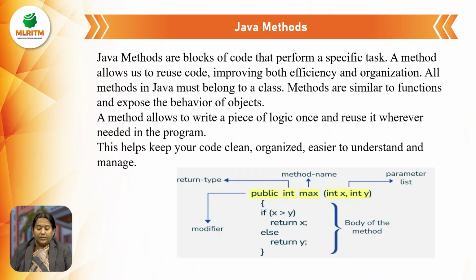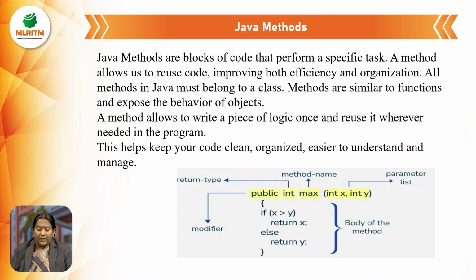A method allows us to reuse code, improving both efficiency and organization. Whenever we want to use the same method multiple times, we can use the code reusability of the method. All methods in Java must belong to a class. In Java, a method is written only inside a class, not outside of the class. Methods are similar to functions and expose the behavior of objects. With the help of the objects only, we can call the methods.